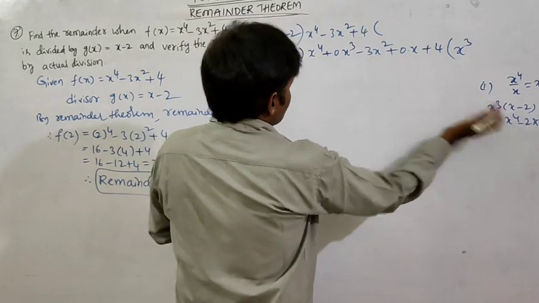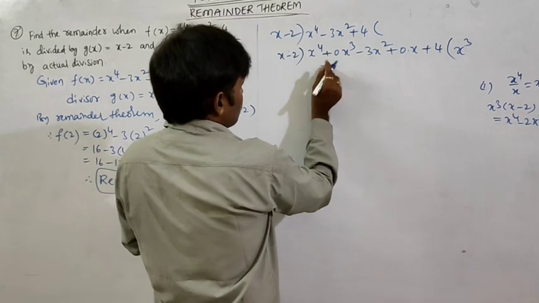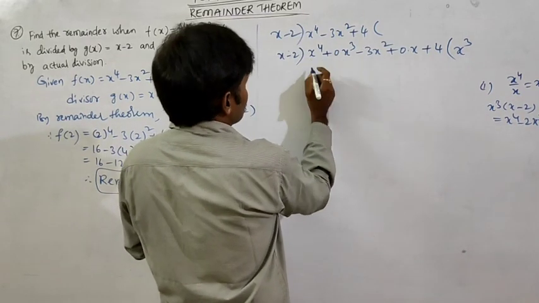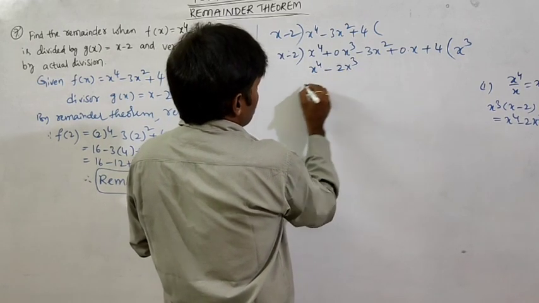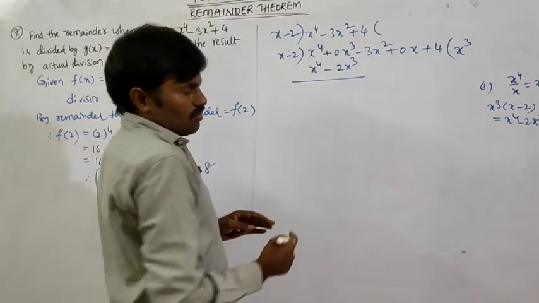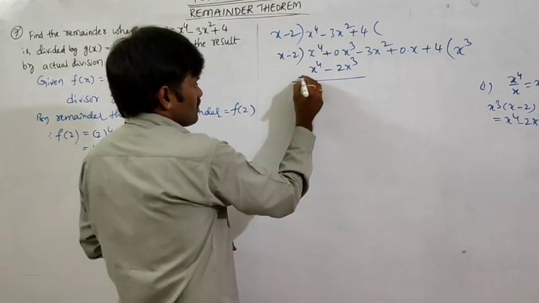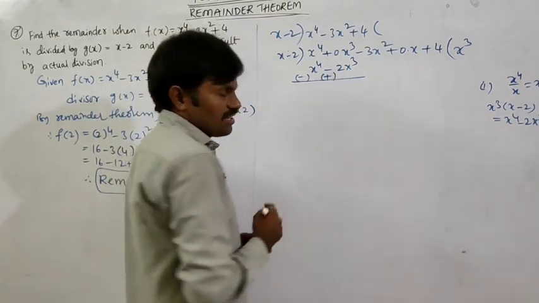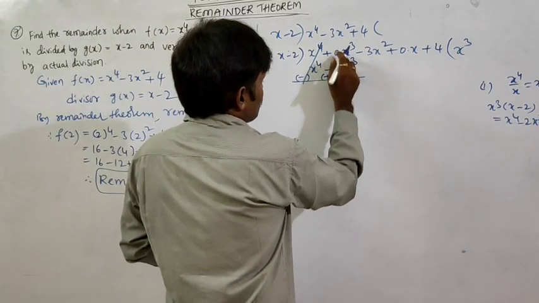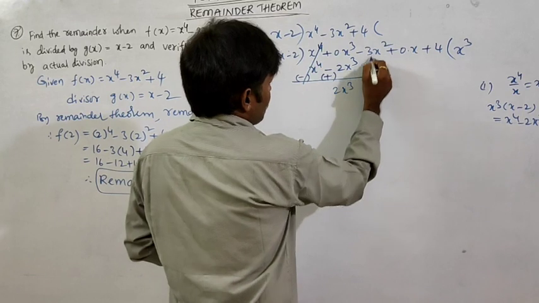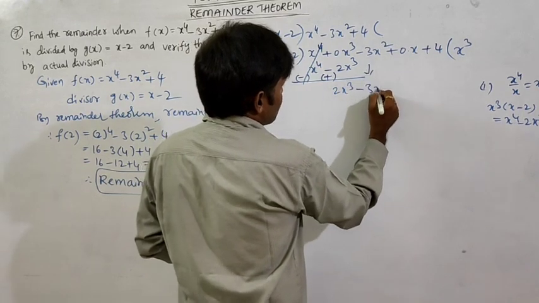Then write this expression under the first two terms, as x power 4 minus 2x cube. In the process we have to change the signs, which is already a known fact. That gives 0, then 2x cube. Next, bring down the next term, that is minus 3x square.